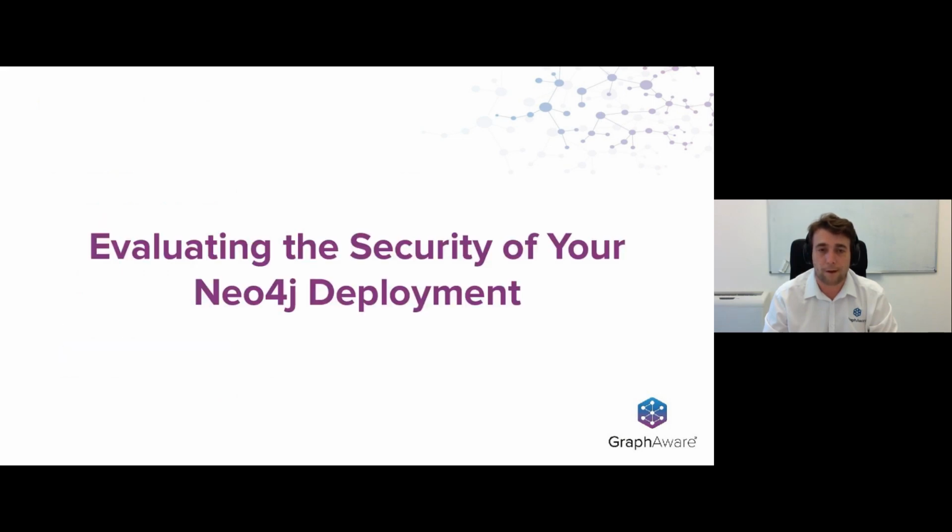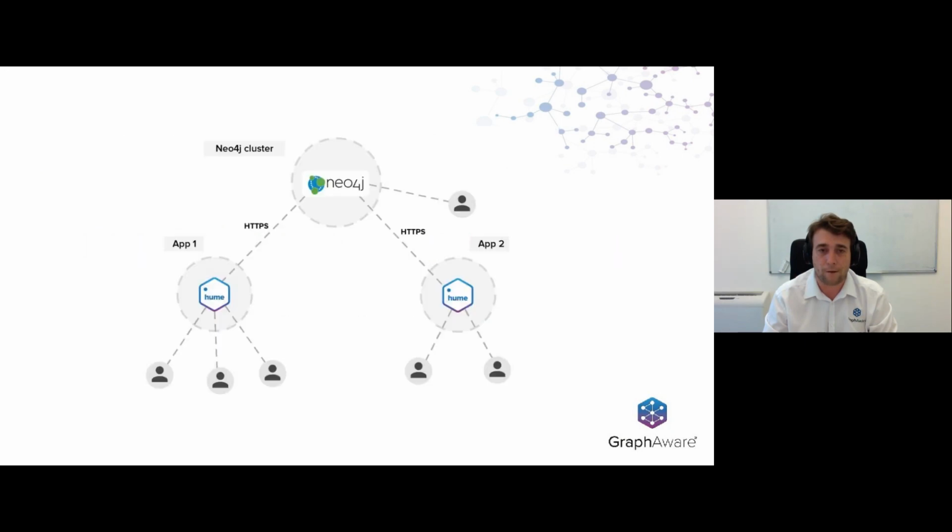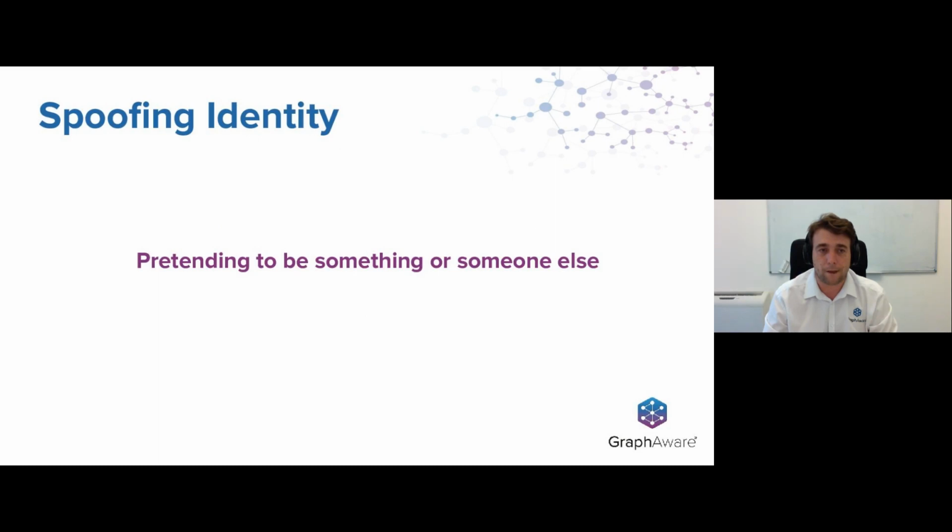So let's evaluate the security of our Neo4j deployment. Let's take the first category, spoofing identity. Spoofing identity is pretending to be something or someone else, right? Back in the days, applications defined an administrator, if a user was administrator, based on a cookie, and you could actually change the cookie or change the session, etc.